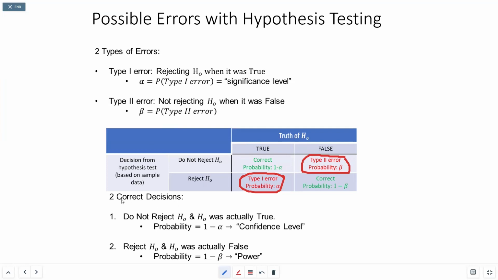So on the flip side are the two correct decisions. You do not reject the null, and the null was actually true. So that has a probability 1 minus alpha, which we call the confidence level. On the other side, if you reject the null and the null was actually false, that's what you want to do, that probability is 1 minus beta, and that's called the power of your test.